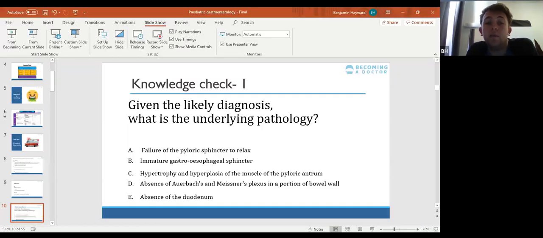So is it failure of the pyloric sphincter to relax? Is it an immature gastroesophageal sphincter? Is it hypertrophy and hyperplasia of the muscle of the pyloric antrum? Is it absence of bowel and myenteric plexus in a portion of the bowel wall? Or is it the absence of the duodenum? So just give you a bit of time to think about it, and then we'll go through the answer.